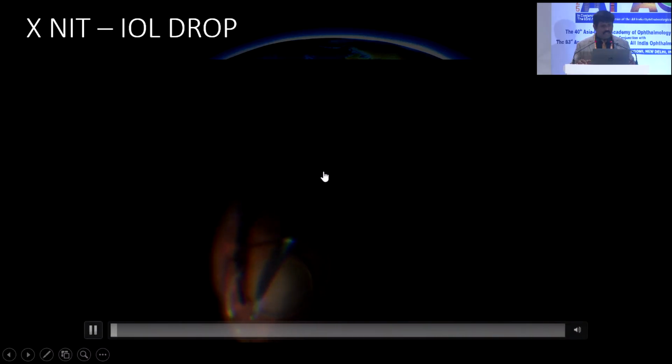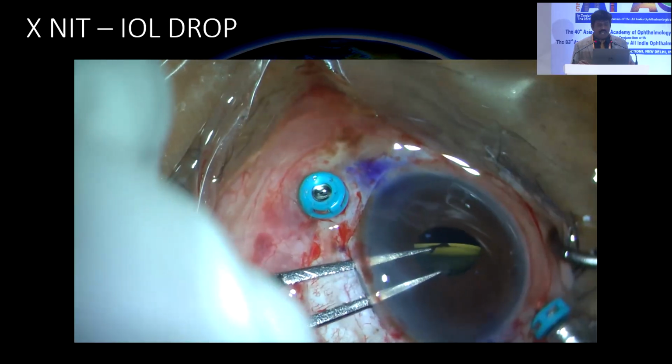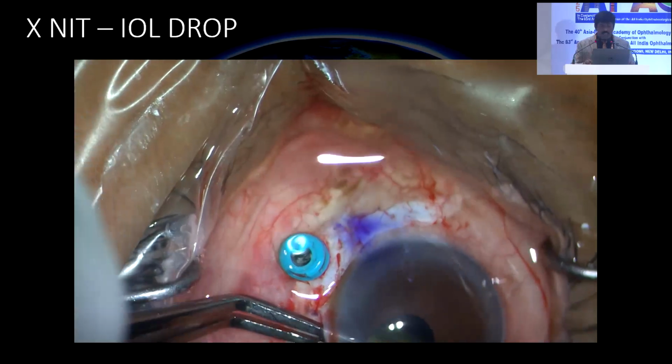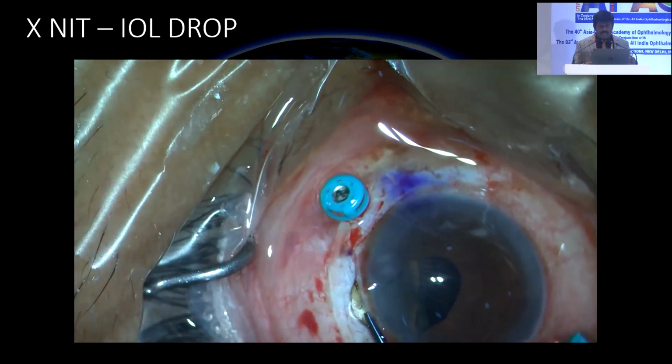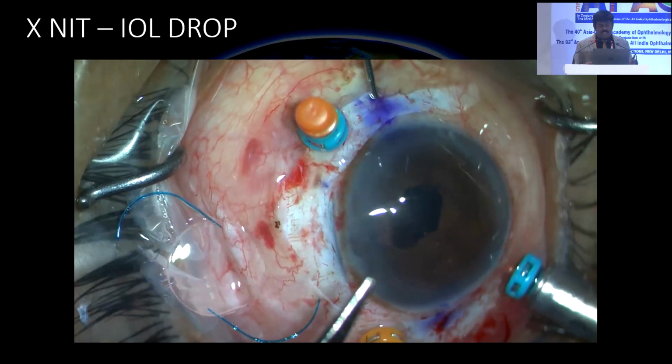This is my last video with the X-Nit technique. There's an IOL drop over there, an IOL sitting on the retina. Hold it with your microforceps, gently pull the IOL outside and bring it out to the scleral wound. And then the rest of the things is what the previous video I showed you with the 26 gauge needle.